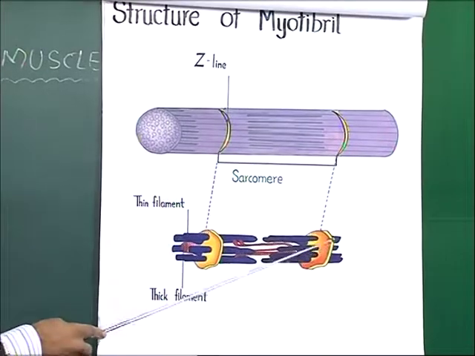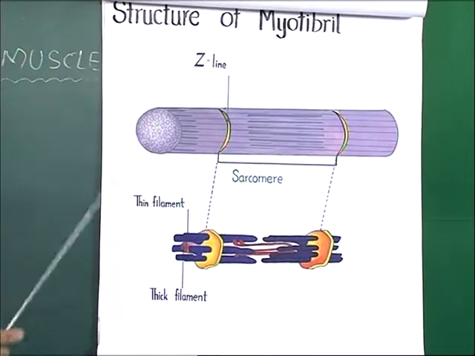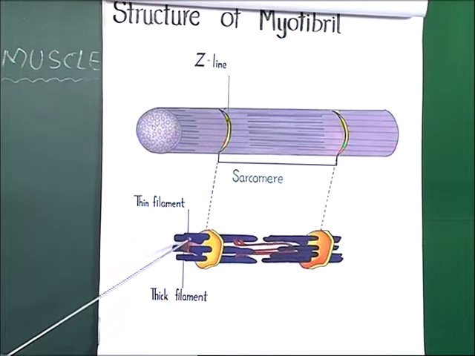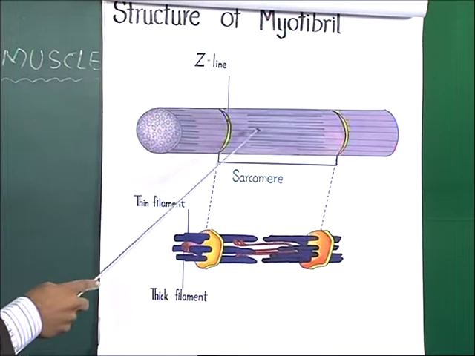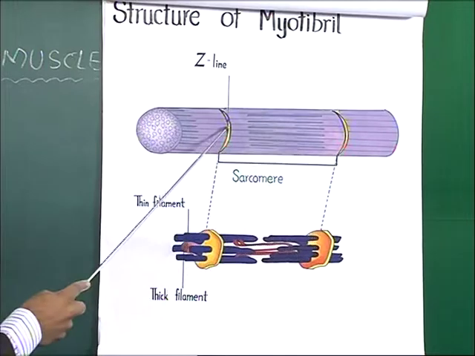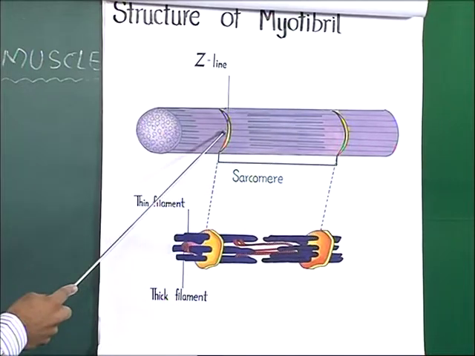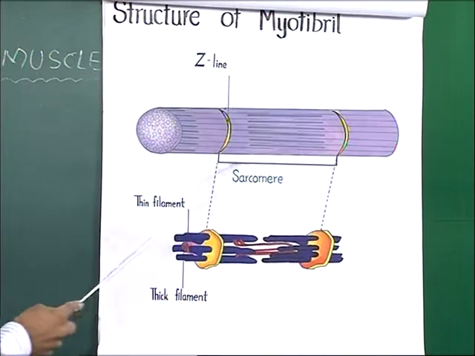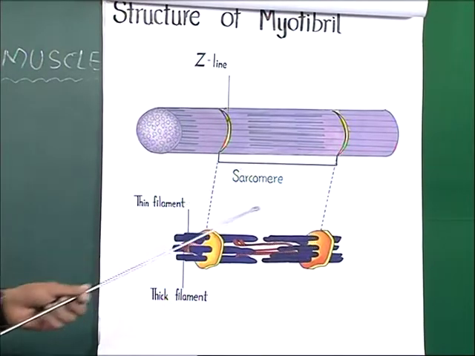See here, the Z line is also present, and these thick filaments are present just below the A band, and these thin filaments have only the I band, and also the portion in between these two Z lines. So the portion in between these two Z lines is called the sarcomere, and it is the functional unit of contraction.